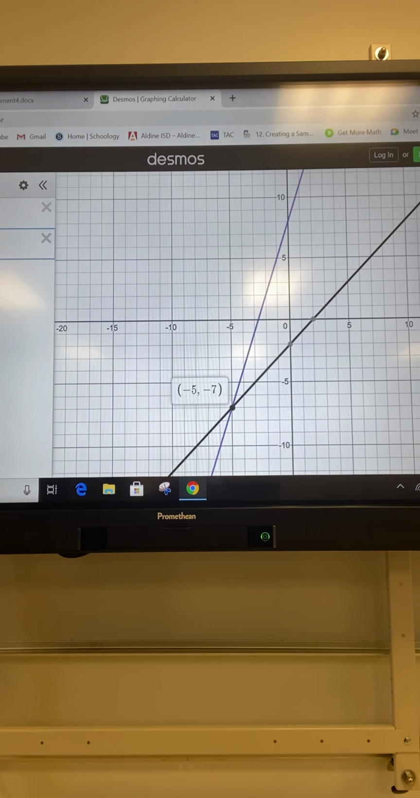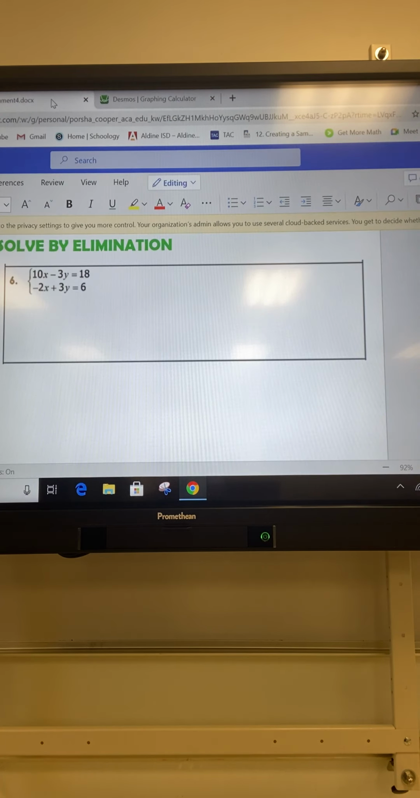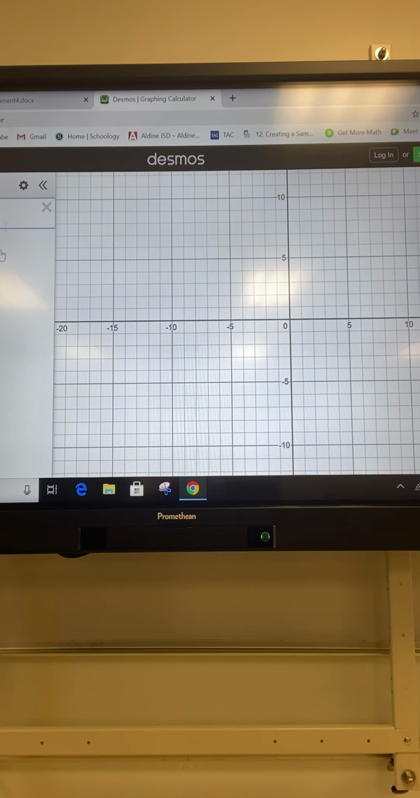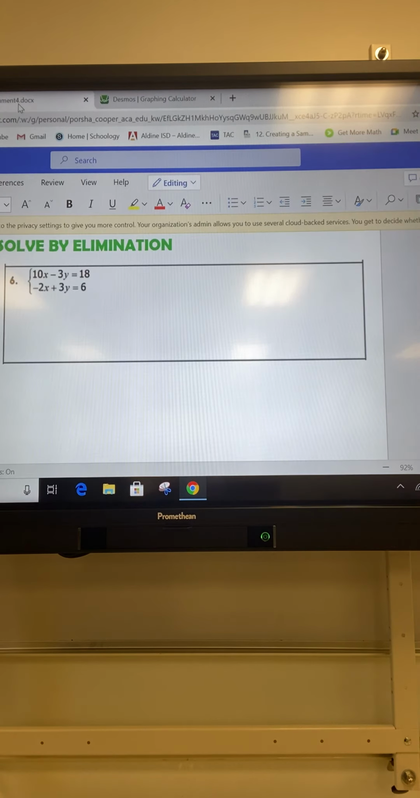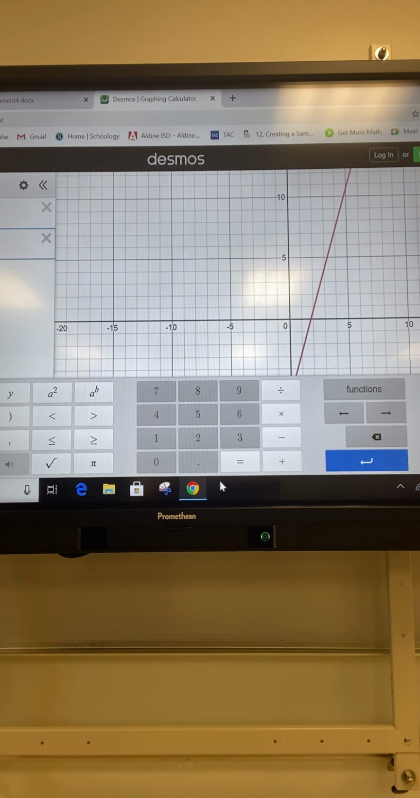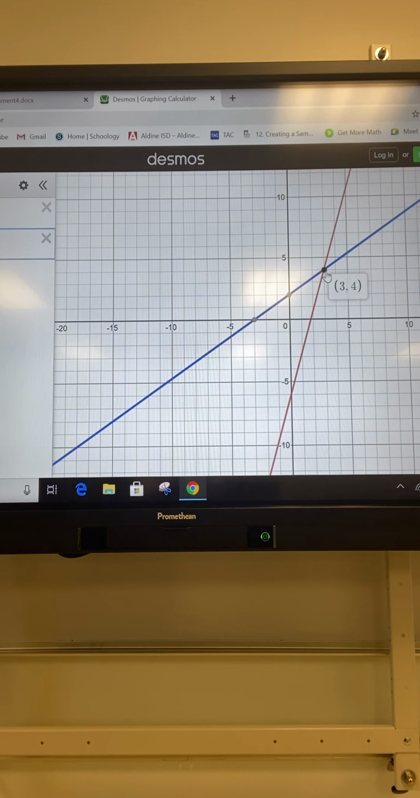I'm going to go to Desmos, type in my first equation. Okay, so it's going to graph that for us. And then we want our second equation. Right, so Desmos has graphed them for us. We see our two lines, and if we click here, ta-da, we see that the solution is 3, 4, which is the same thing that I got when I solved it by hand.